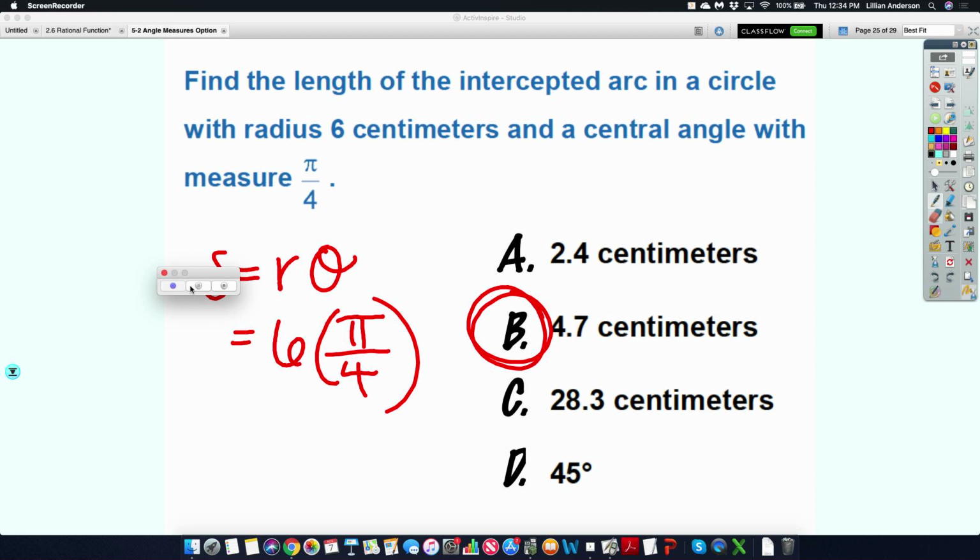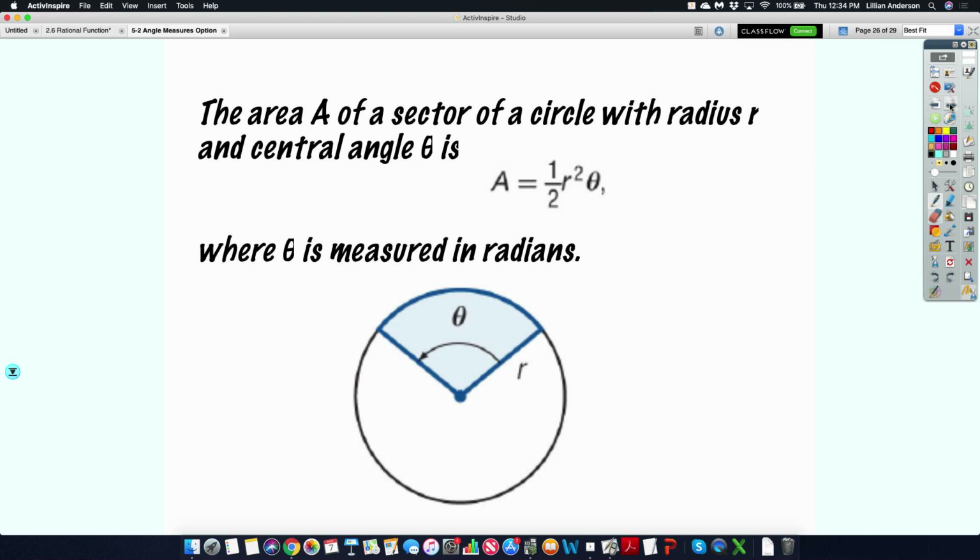One last formula, y'all. Get this one down. Slide it in somewhere, either on your notebook pages or in one of the available spaces. Area of the sector is basically like a piece of pizza. A equals 1/2 r squared theta. Theta is in radians. Okay? Theta has to be in radians.